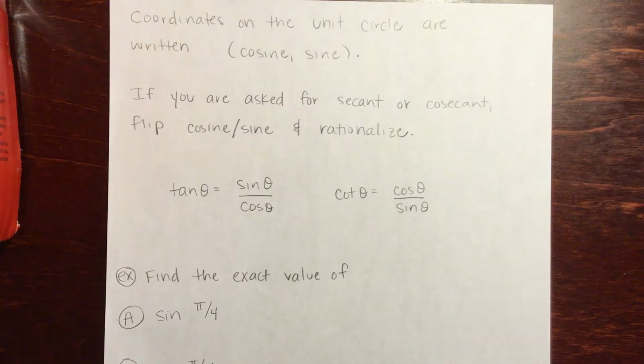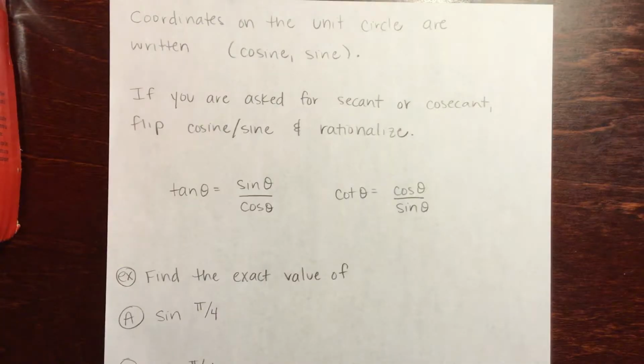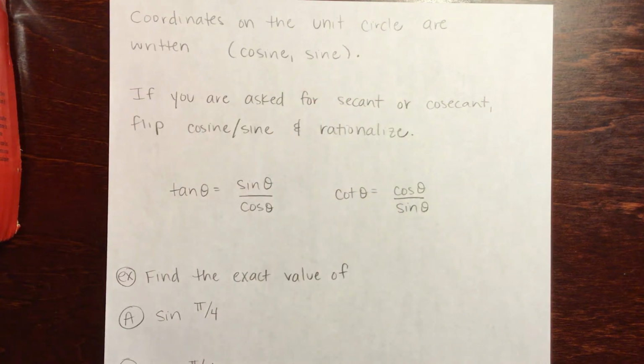In this video, we're going to be using the unit circle to find exact values. A couple of things you need to know before we do this: you should have a unit circle. You need to know the coordinates of the unit circle are written in alphabetical order. The x is the cosine fraction and the y is the sine fraction.